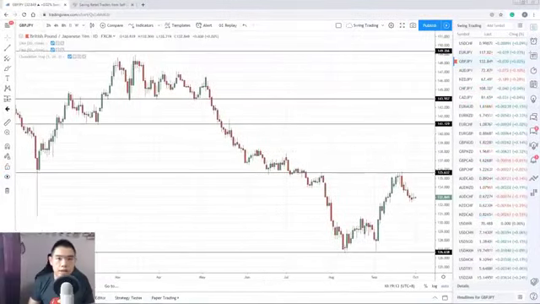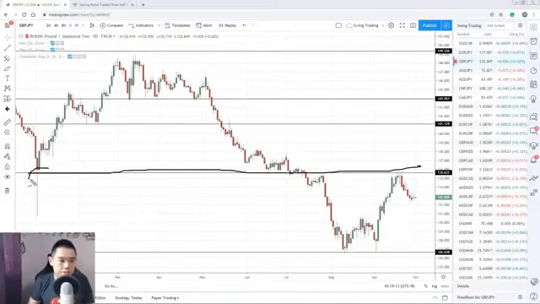This is pound yen. You can see that the market over here is in a downtrend. Where's the area of value? The area of value is over here. Okay, previous support breaks down and becomes previous support, becomes resistance. This is an area of value.